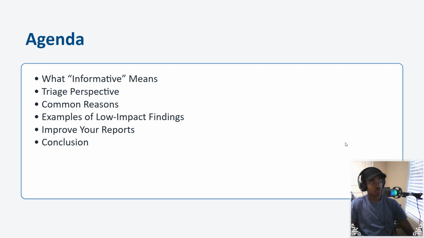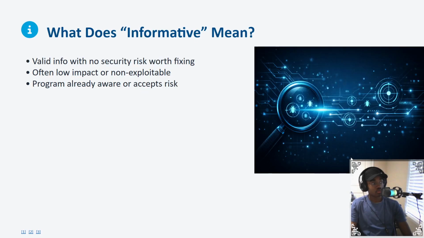Agenda. What informative means, triage perspective, common reasons, example of low impact findings, improve your reports, conclusions. What does informative mean? Valid info with no security risk worth fixing, often low impact or non-exploitable. Program already aware or accepts risk. Okay, so let me dive into this.